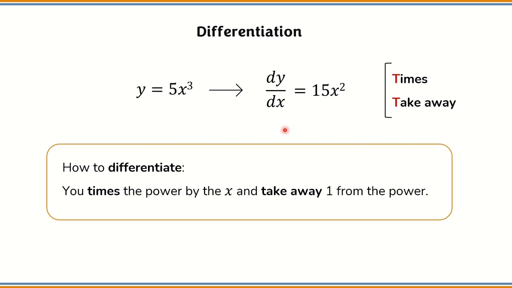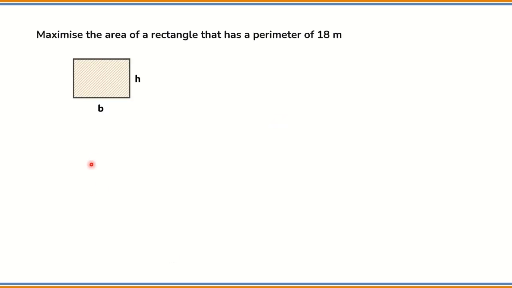In the problem that we are going to solve, we will have to do something similar. We need to differentiate a function. In this case, it will be a formula with respect to a variable. This rectangle has a base, b, and a height, h. In this type of problems, we need to ask 2 questions. The first one is, what do we need to maximize? We need to maximize the area of the rectangle.